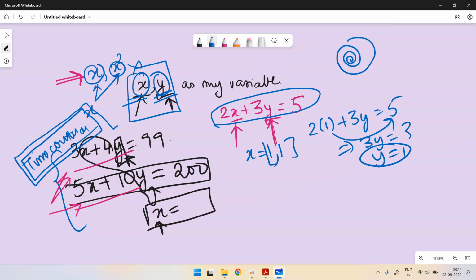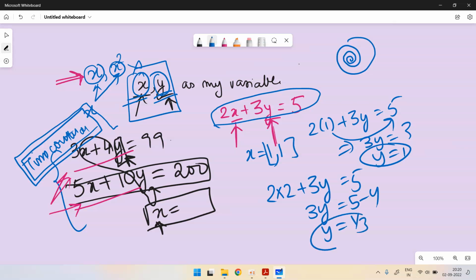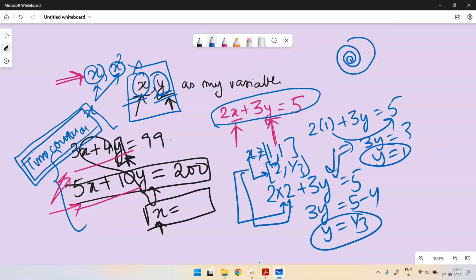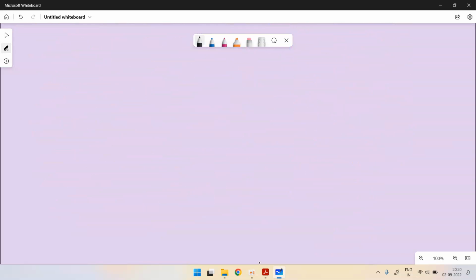Now if you substitute the value of x as 2, this is 5 minus 4, y equal to 1 by 3. So another solution will be (2, 1/3). Similarly, there are infinite values between 1 and 2. So if you put a value of x, you will get infinite values of y. Since it is difficult to solve for every value of x, what we do is represent it with a graph.